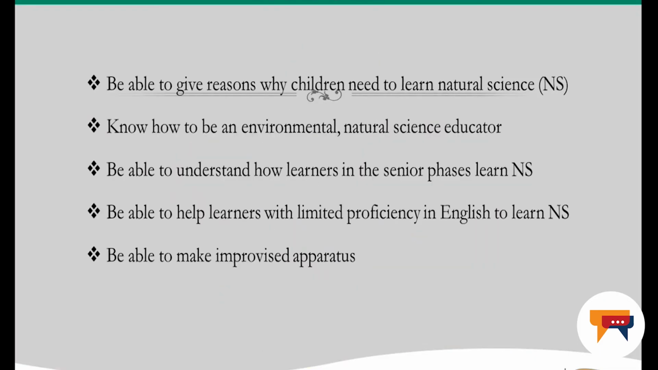The outcomes of the module are to be able to give reasons why children need to learn natural sciences, to know how to be an environmental natural science educator, to be able to understand how learners in the senior phase learn natural sciences, to be able to help learners with limited proficiency in English to learn natural sciences, and lastly, to be able to make improvised apparatus in cases where in the school you do not have adequate teaching and learning resources.